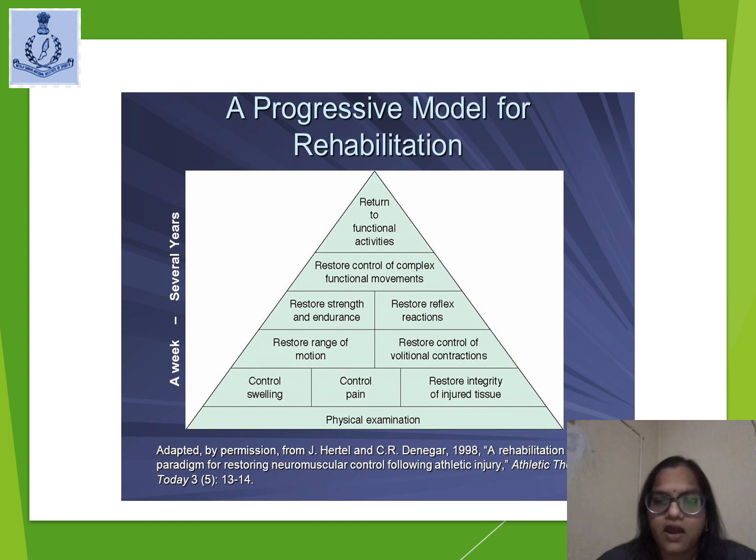This is followed by restoration of contractions by muscle activation exercises and voluntary isometric contractions, followed by range of motion exercises. Rehab plans can then focus on exercises restoring strength, endurance of the muscle, both concentric and eccentric strength, and then followed by exercises restoring reflex reactions, neuromuscular control and coordination. Once these reflex reactions are restored, complex movements also need to be restored. And once the athlete is fit to perform functional movements, he can be allowed on-field rehabilitation.